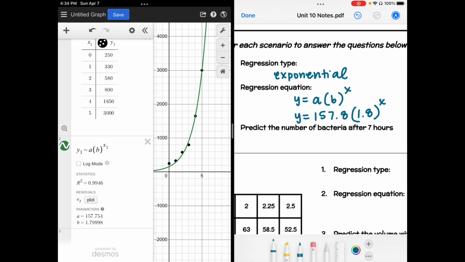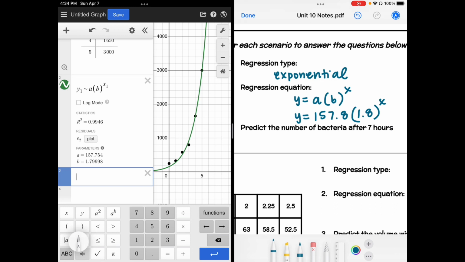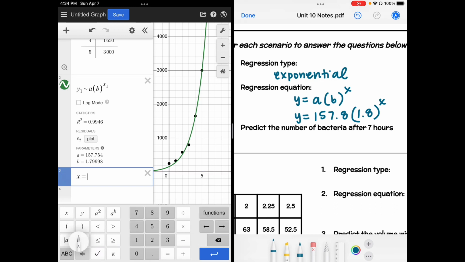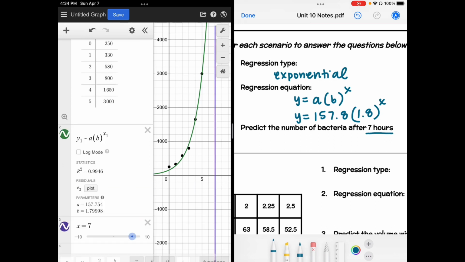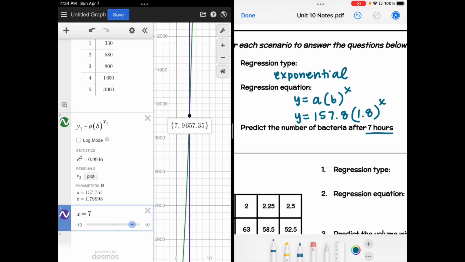So we also need to be able to predict a number of bacteria after a certain amount of hours. The easiest, quickest way to do this is to just go to your keyboard and type x equals whatever number it's asking us for. So x equals 7. And we're going to look for where that purple line that pops up crosses the green. And if you just click or tap, then it's just going to pop right up.